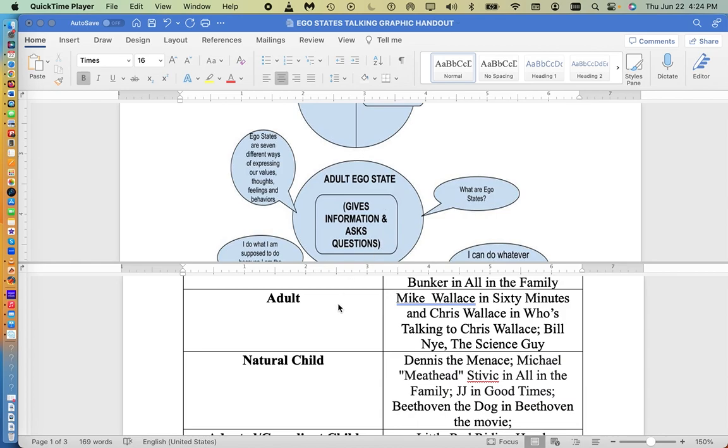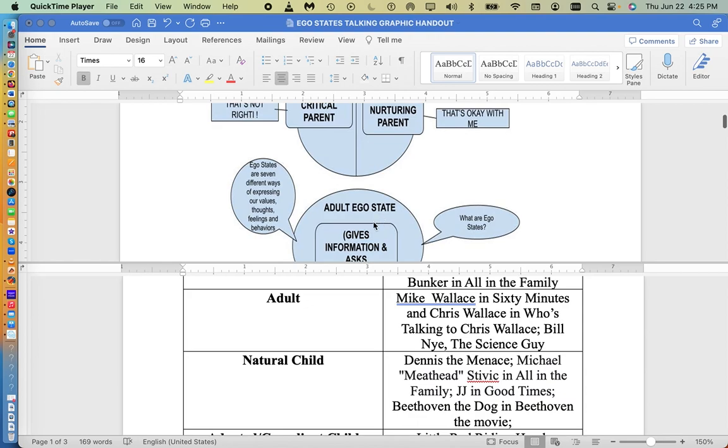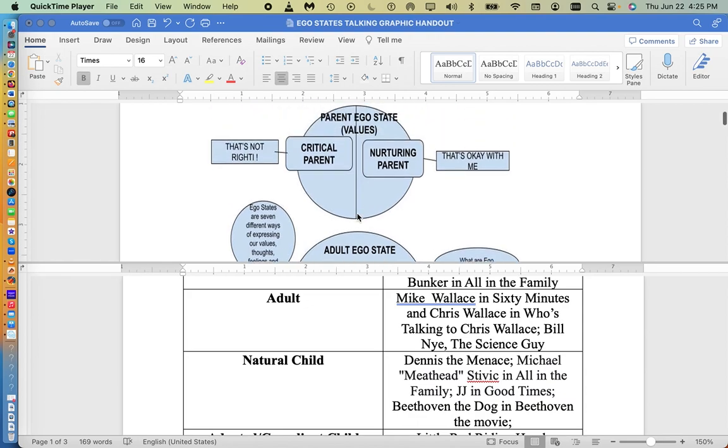Now, examples of people who primarily talk or behave within the adult ego state would be people that you know, like Mike Wallace, who used to be one of the reporters on 60 Minutes. Today we have his son, Chris Wallace, who's on CNN and has a program called Who's Talking to Chris Wallace? He basically asks questions and gives information. And another example of someone who acts primarily in the adult ego state would be Bill Nye, the science guy. All right, so the adult ego state is the ego state that simply asks questions and gives answers. Okay, teachers, by the way, love to behave or act in the adult ego state.